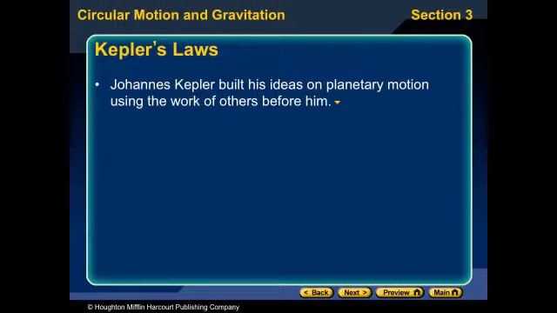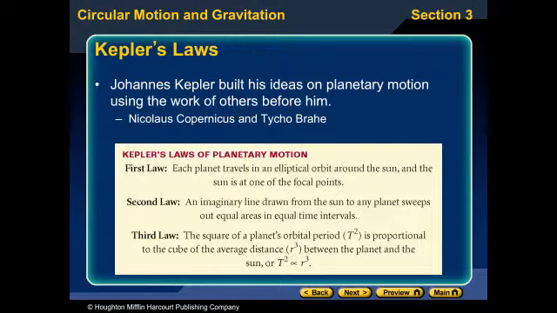So Johannes Kepler built his ideas on planetary motion using the work of specifically Copernicus and Brahe, and he came up with three laws. Each planet travels in an elliptical orbit, so it is not a circular orbit, it is an ellipse, around the sun, and the sun is one of the focal points. The second law is an imaginary line drawn from the sun to any planet sweeps out equal areas in equal time intervals, which means when you are closer to the sun, you have to go through it a little faster.